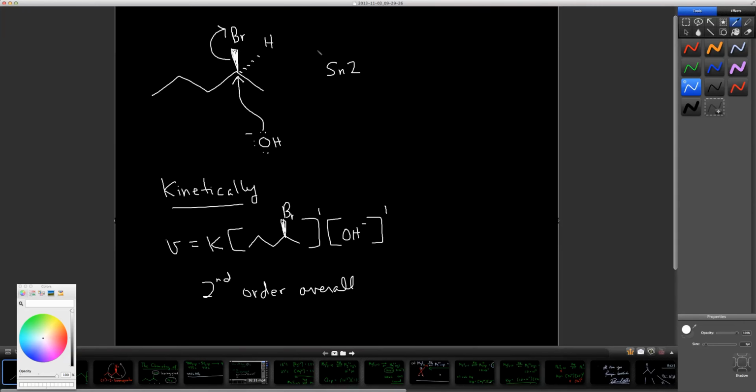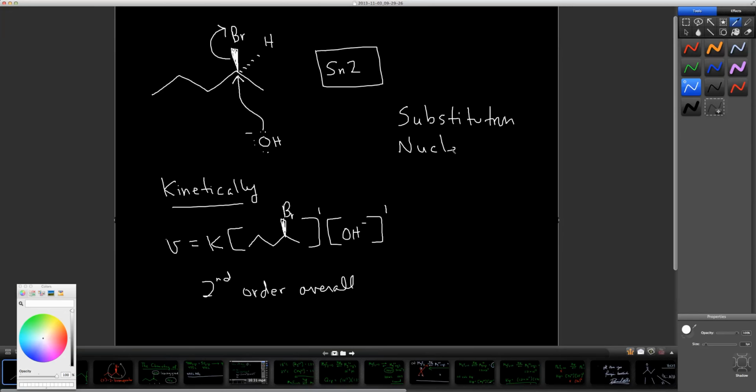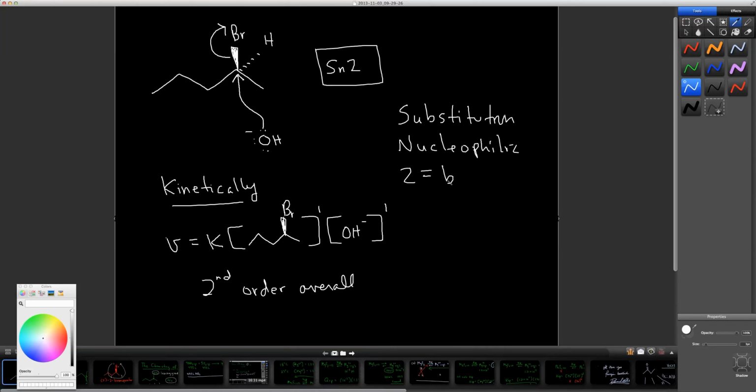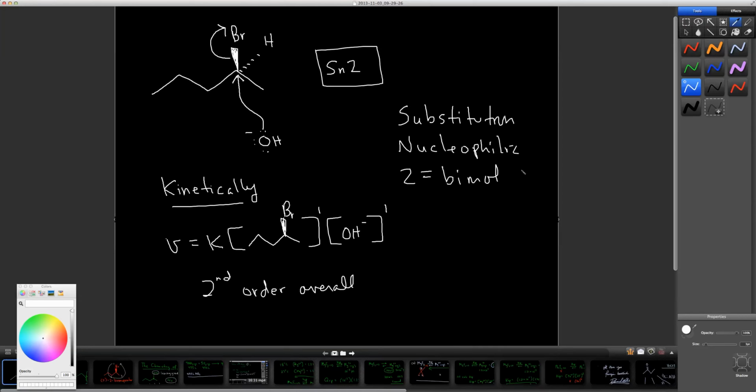In fact, if we look at the vocabulary of SN2, the S stands for substitution, the N stands for nucleophilic, and the 2 means bimolecular. There are two molecules that collide in the slow step, or two molecules that react in the slow step. This does not refer to the number of steps. This refers to the kinetics of the reaction.